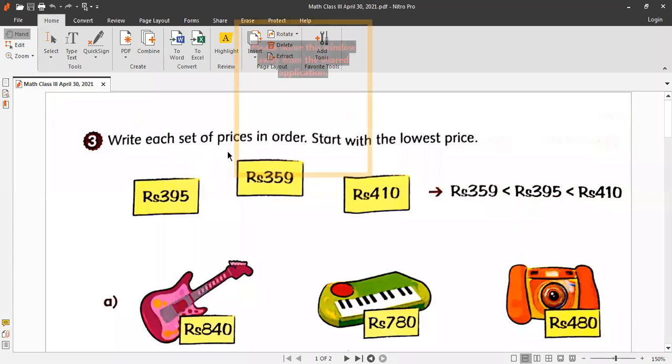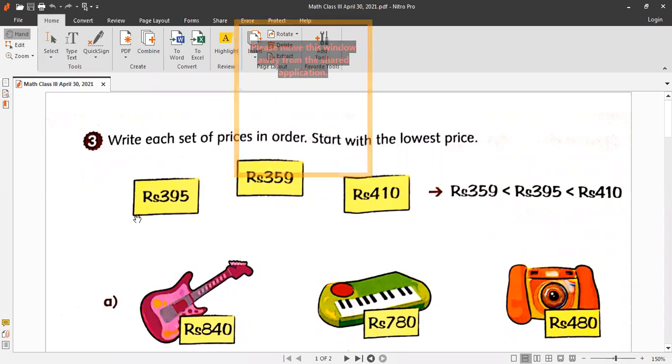Write each set of prices in order. Start with the lowest price. What is the meaning of order? Order means that you write the digits in a line, in a sequence. So which digit do we start with? The lowest digit, from the lowest price. Lowest price means we start from the small value.